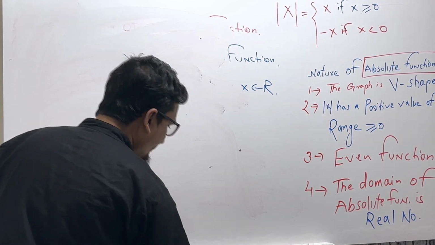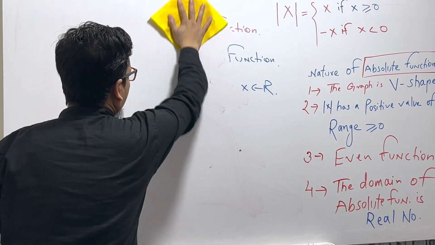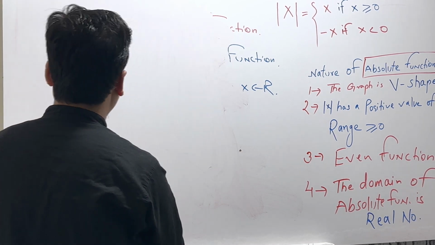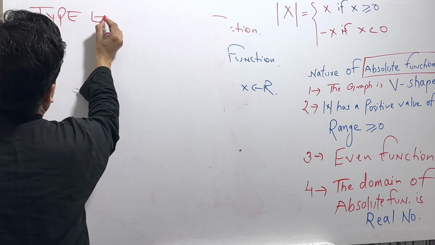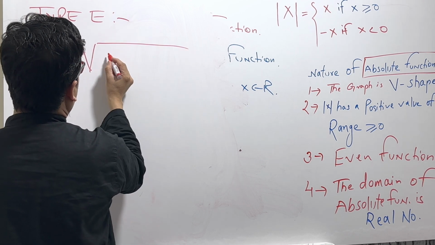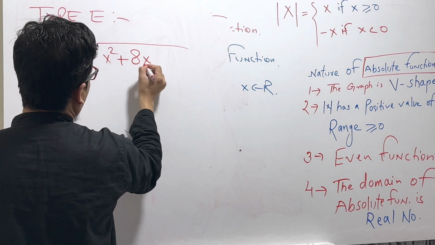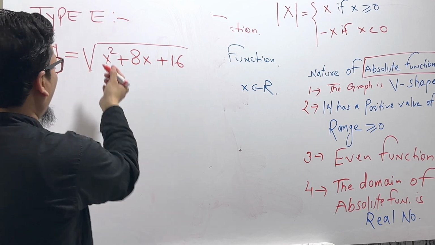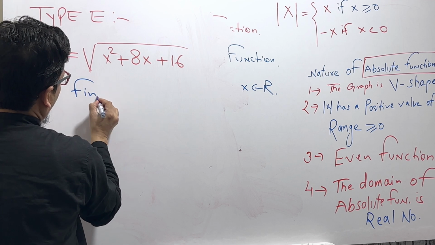I discussed this one in type E. For example, we have type E, and the question is this one: y is equal to, for example, x square plus 8x plus 16, right? So as you can see, we have to find the domain, right? The question is: find the domain.